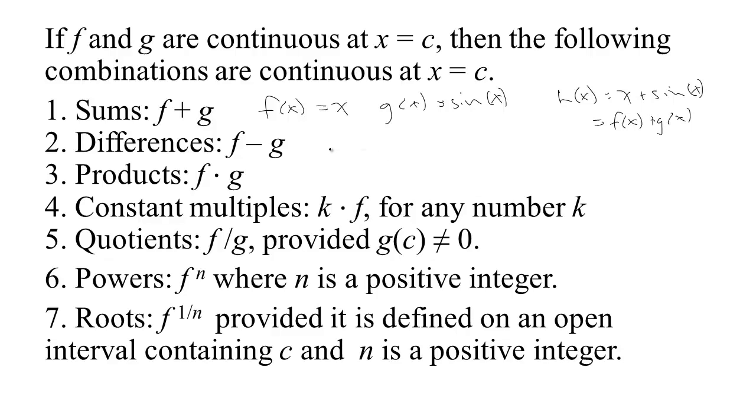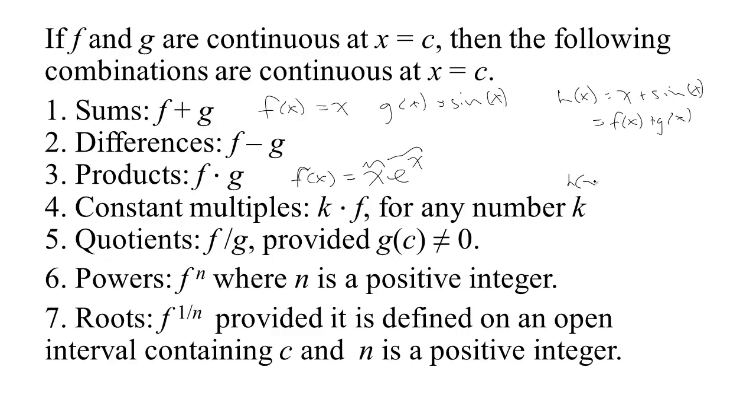Same thing if I were to subtract them, like x minus sine x, or x plus e to the x, that would be continuous. A product, so for example, if you made a function that was x times e to the x, this is a continuous function, that's a continuous function, so the product of two continuous functions will be continuous. Constant multiple: if you take a constant times a function, you know that that's going to be continuous. That's really just a product of two continuous functions.